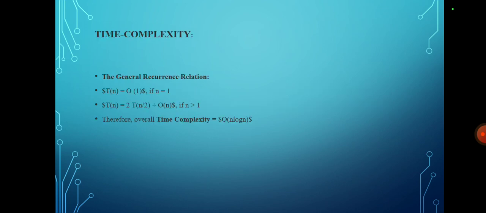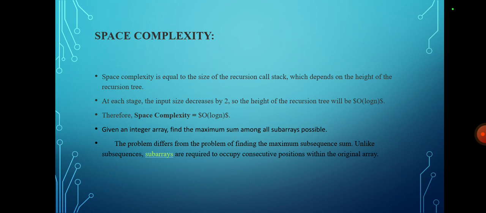The time complexity is O(1) if n equals 1. Then there is also space complexity. At each stage the input size decreases by half, so the height of the recursion tree will be O(log n).